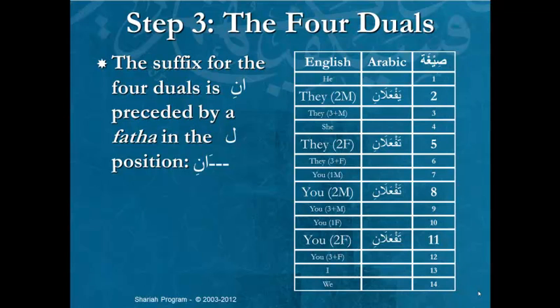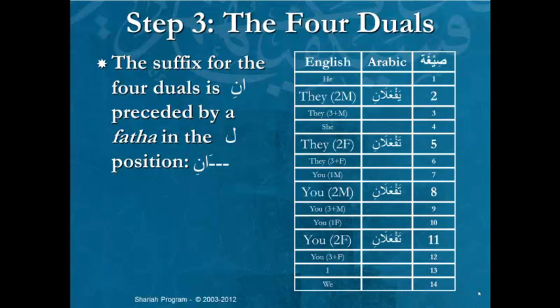Yaf'alani is conjugation number 2. Now notice 5, 8, and 11. 5 is when you're speaking about 2 females. 8 is when you're speaking to 2 males, and number 11 is when you're speaking to 2 females. All 3 of those are identical. Taf'alani, taf'alani, taf'alani. Now the overlap between 8 and 11 is understandable because that happened in Madi also.